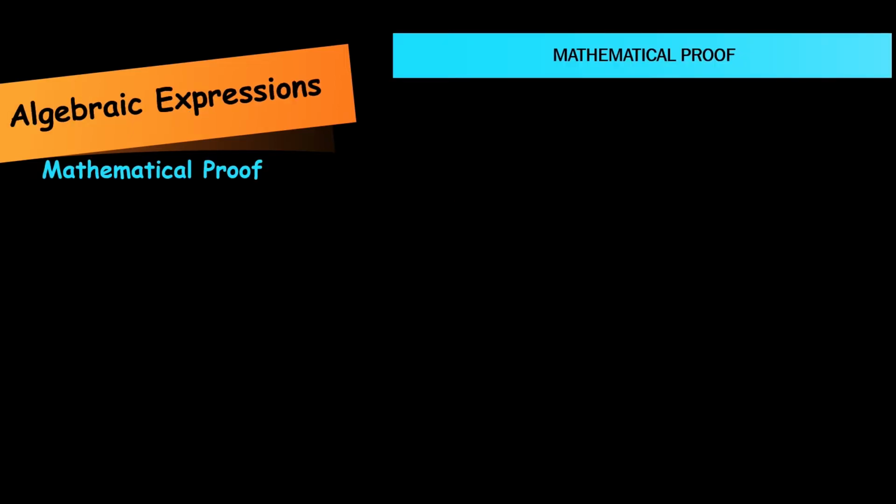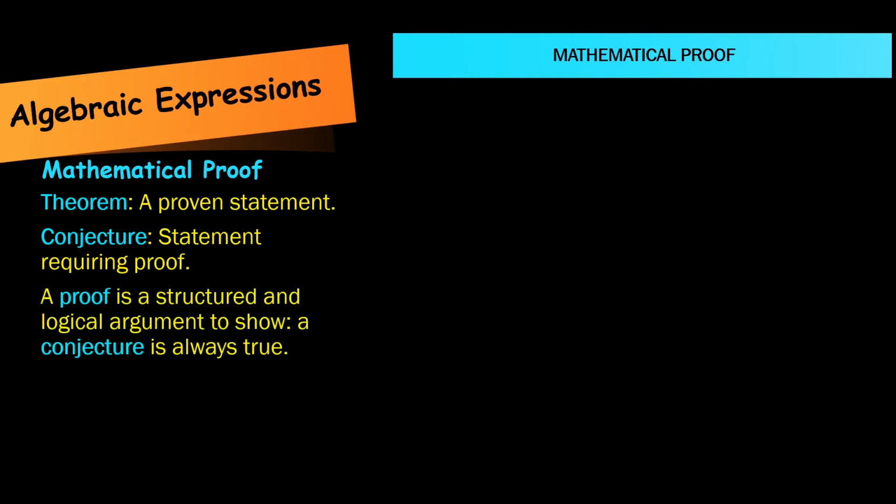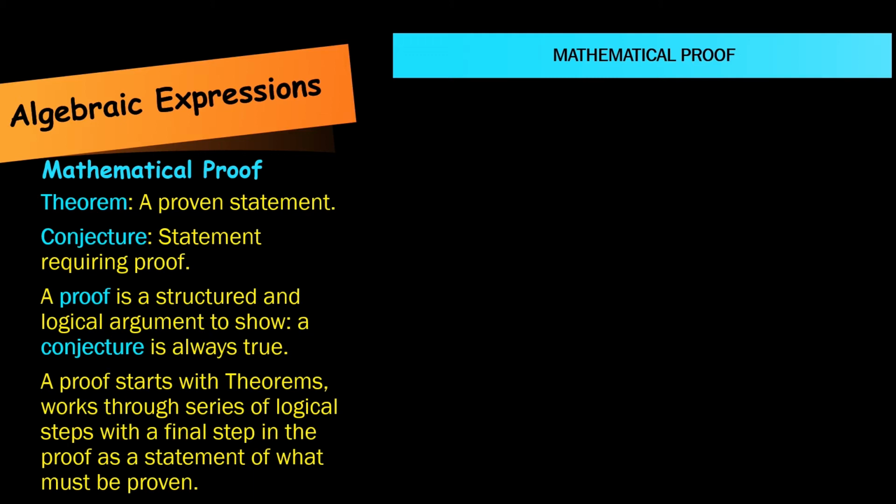Let's begin with some vocabulary. A theorem is a proven statement, and a conjecture is a statement which requires proof. Now, a proof is a structured and logical argument to show a conjecture is always true. A proof will start with theorems, work through a series of logical steps, with the final step in the proof as a statement of what must be proven.